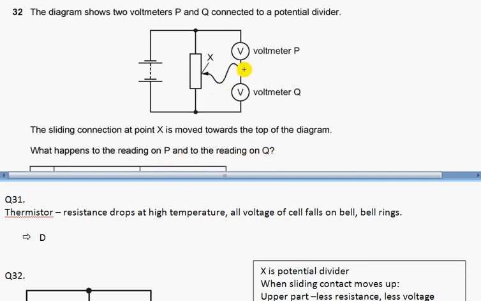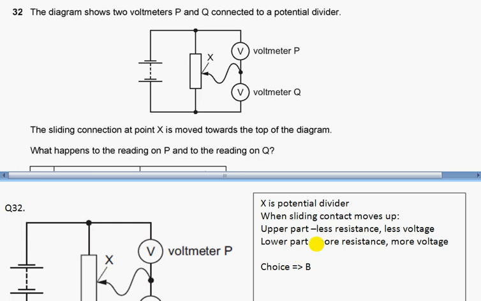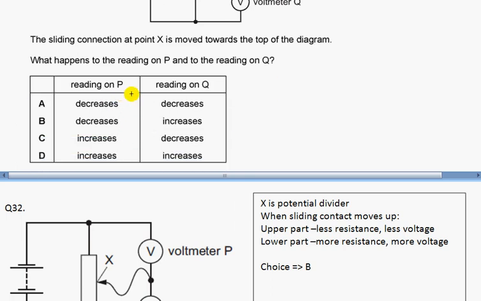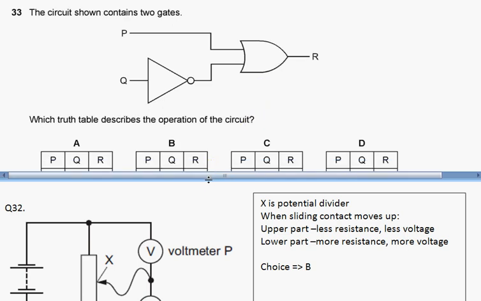When we move the sliding contact higher, we have a potential divider. The resistance of the higher part, voltmeter P, decreases and voltage here decreases. The opposite happens at the lower part: resistance increases and voltage increases. So when the sliding contact moves up, the upper part has less resistance, less voltage; the lower part has more resistance, more voltage. So it is choice B. Reading on P decreases, on Q increases.